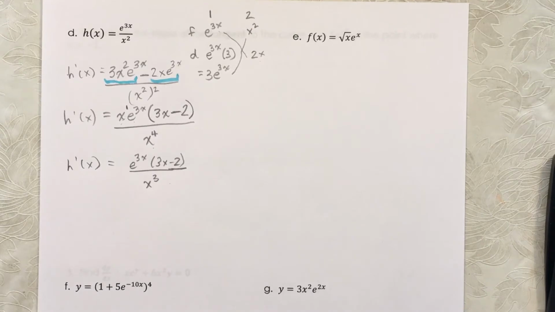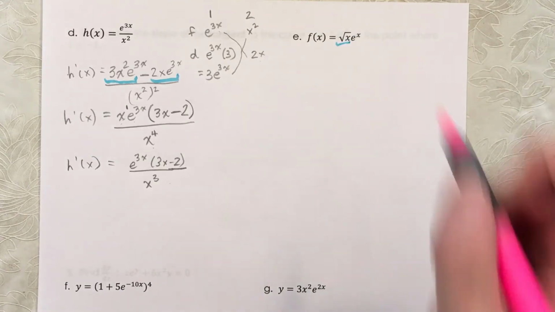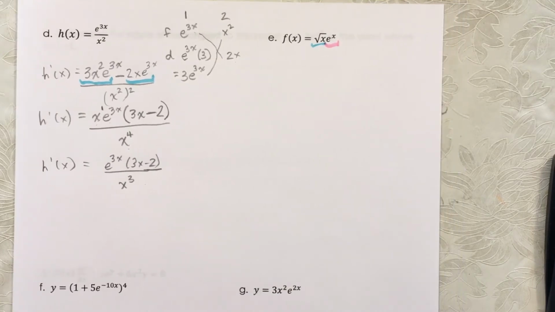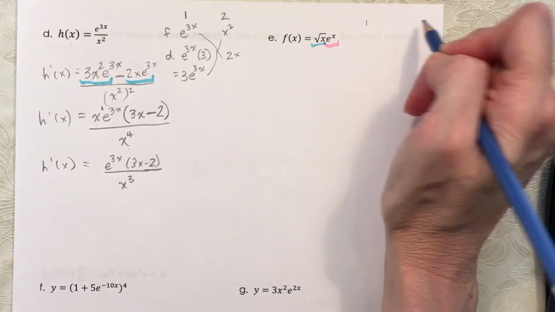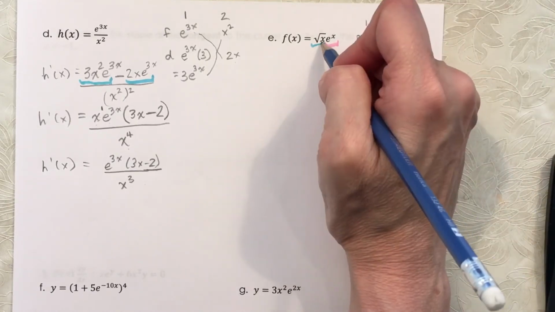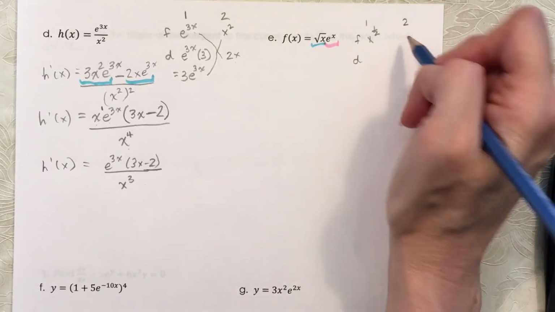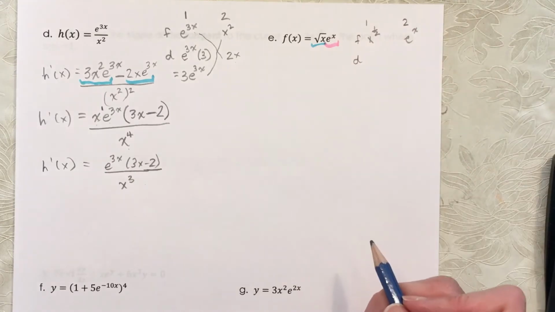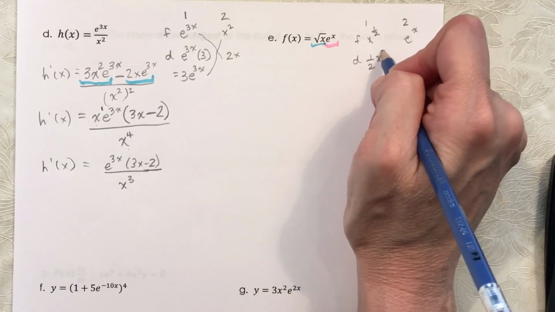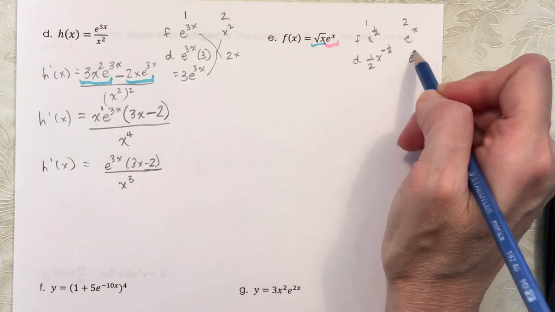Okay, and then if we look at e, we have a function of x, square root of x, multiplying by another function of x, so we have to use the product rule. So we're going to go first, second, function, derivative. So our first function, I'm going to write root x as x to the exponent 1/2. And our second is e to the x. And the derivative of x to the 1/2 is 1/2 x to the negative half, using the power rule. And the derivative of e to the x is itself.